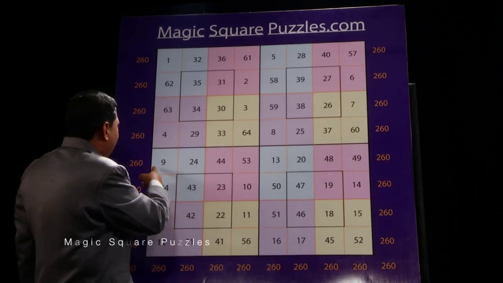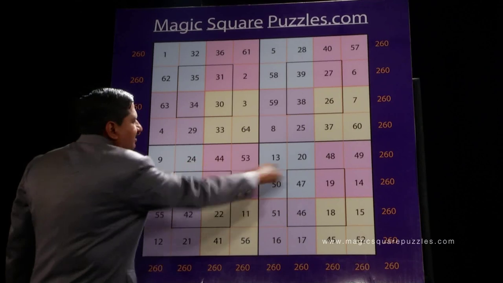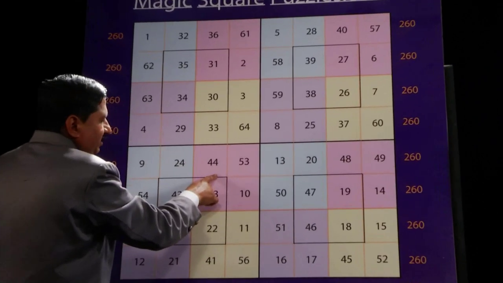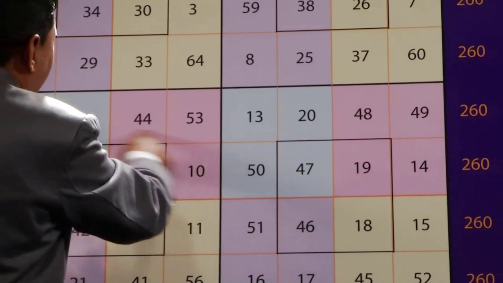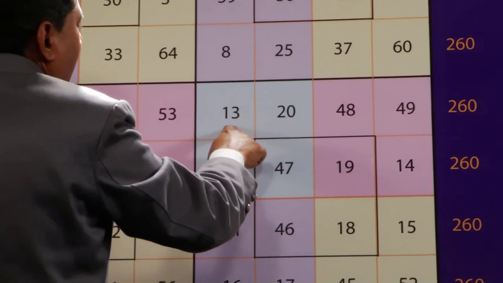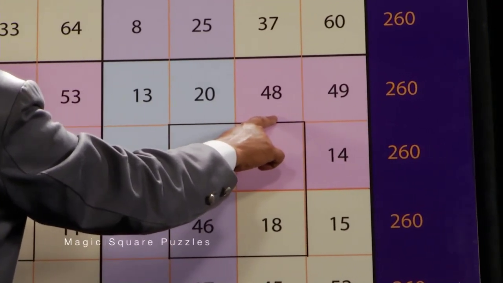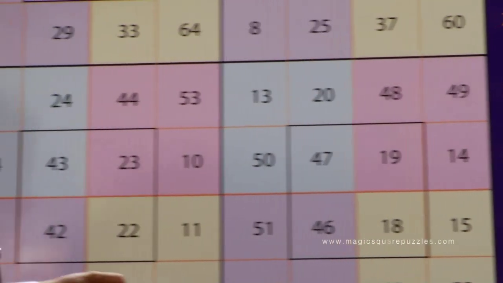Now let us take one example. Suppose we are going to add this row. 9 plus 24, 33. 33 plus 44, 77. 77 plus 53 is 130. So these four numbers give you 130. Again, 13 plus 20, 33. 33 plus 48 is 81. 81 plus 49 is equal to 130.